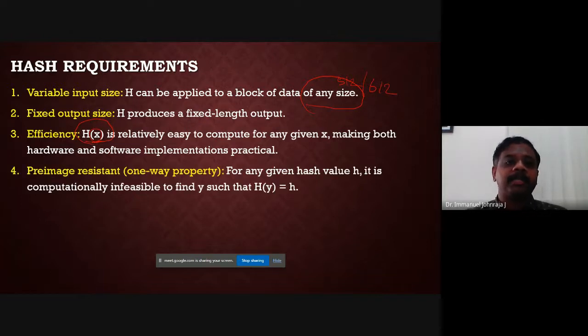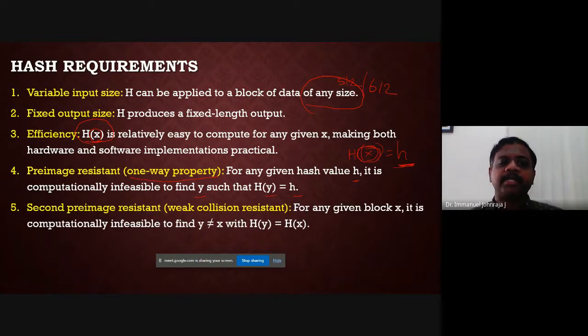Fourth one is pre-image resistance. We call it the one-way property, which is known to us. For any given hash value H, maybe H of X is equal to H, where X is your original message. When you apply the hash to the message, you get the hash code or the hash value. It is computationally infeasible to find Y such that H of Y is H, which means given the value of H, you will not be able to find the original message X. This is called pre-image resistance.